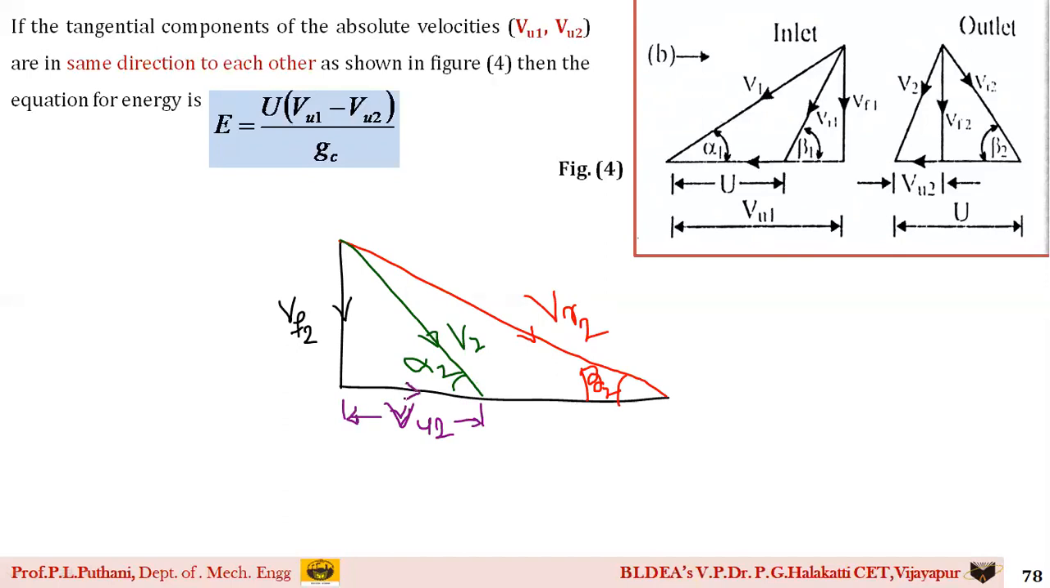This I am showing for the previous case here. Previous case when both are in the opposite direction, just I am showing you how this graph has been achieved. And this would be my tangential speed at the outlet U2. This was the nature of the graph, that is when both are shown in opposite direction.